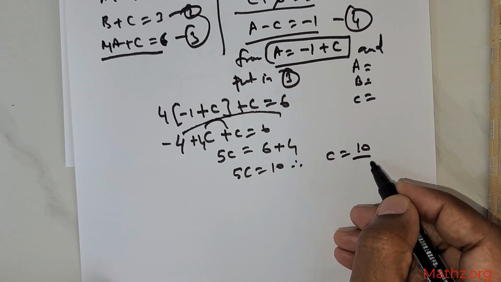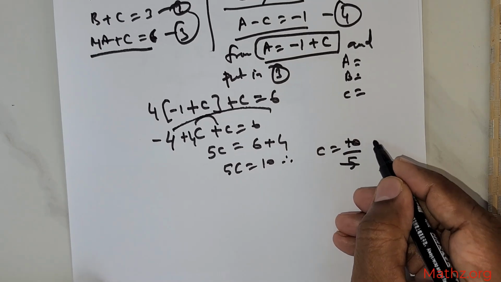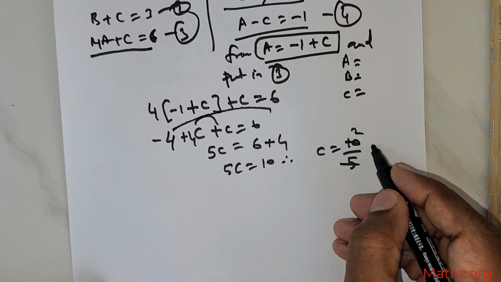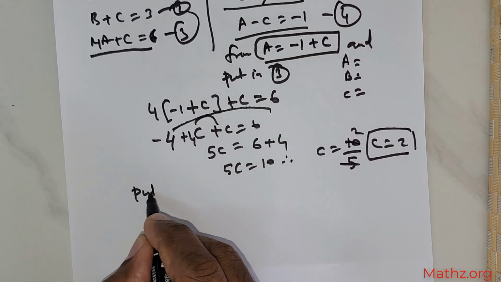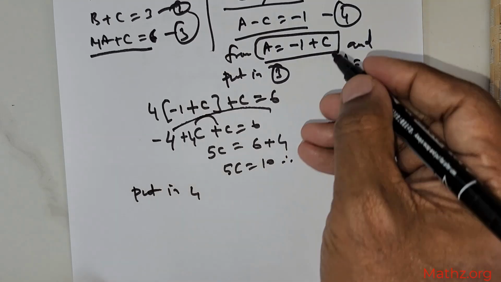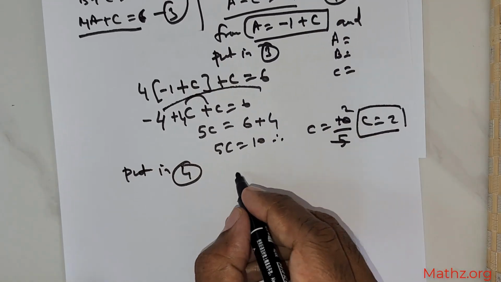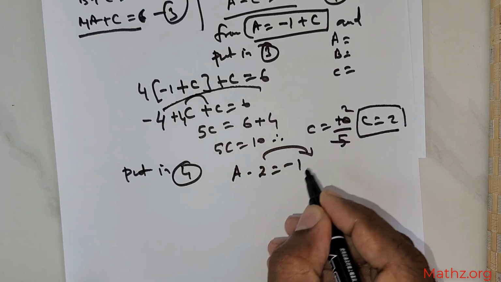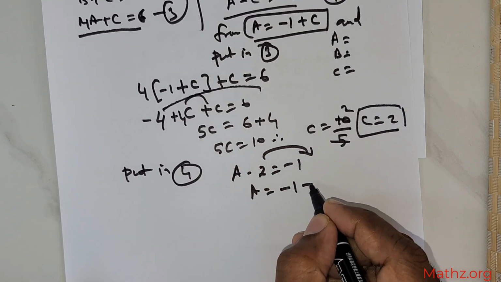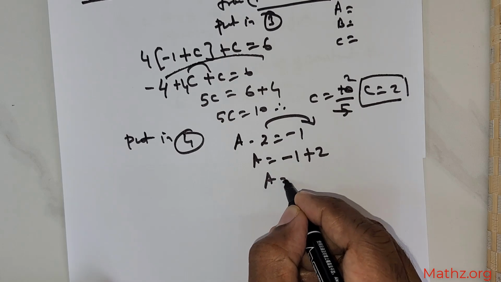Therefore c = 10 over 5, and 5 divides 10 two times. So you get c = 2. Now c is equal to 2, you put it in 4. So a - 2 = -1. Push this to the other side. So a = -1 + 2. So a = 1.